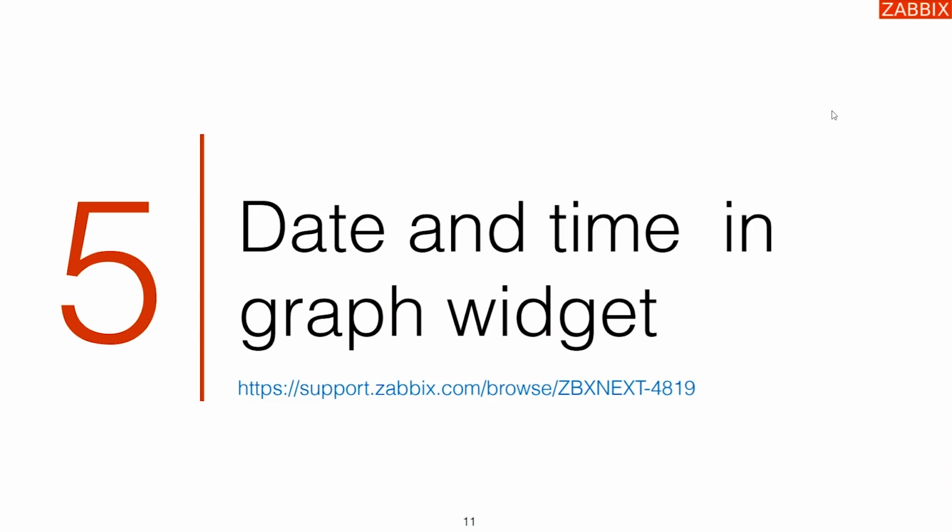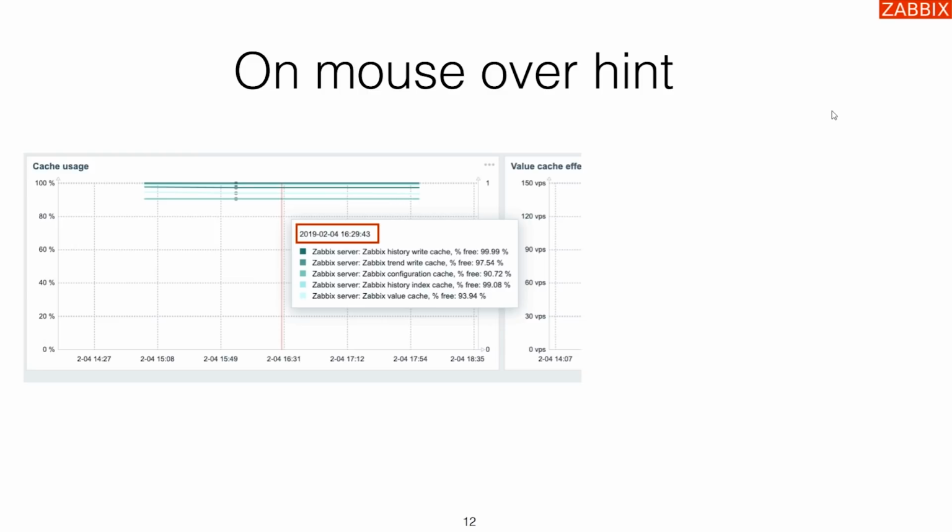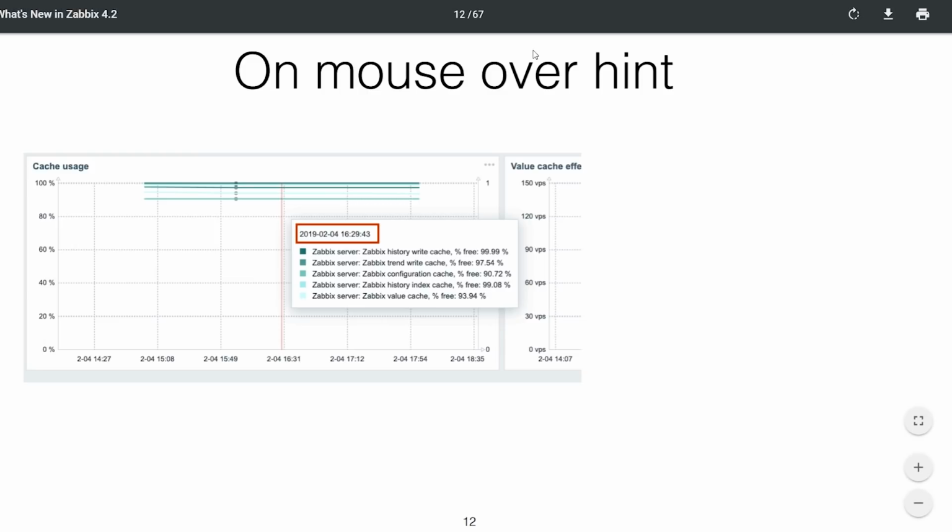Date and time in the graph widget. Again, awesome thing. Previously, we had simply one graph in which we were able to see the values on one of the sides or in the bottom, but now you can actually move your mouse through the graph, through the line, and it will display in real time the time where you are right now hovering with the mouse and the exact received values from the item.